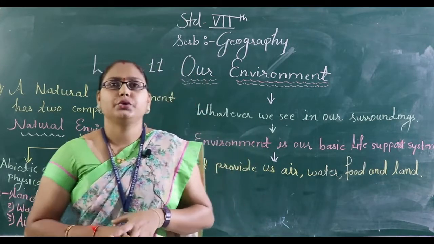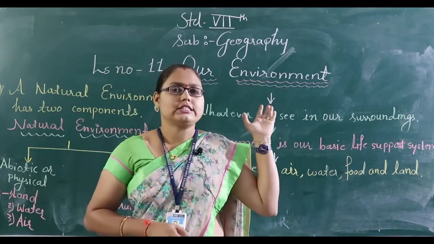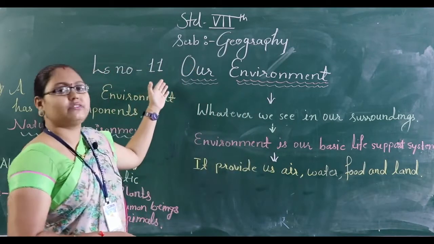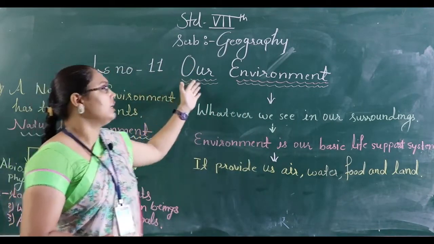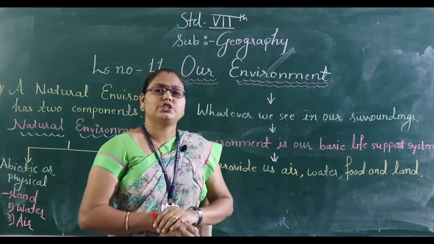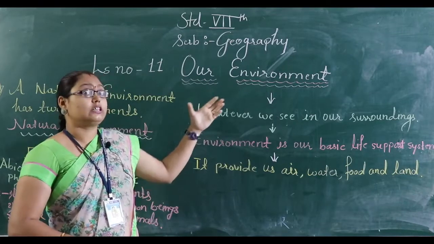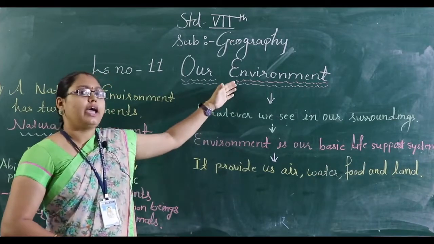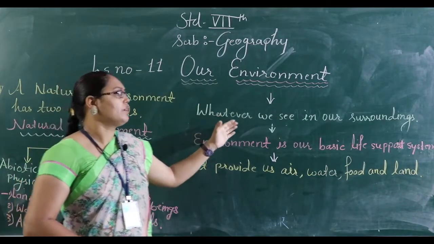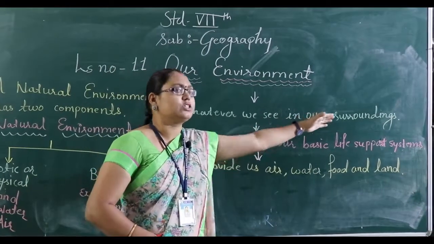Today we are going to learn a new chapter of 7th class geography. Today our lesson name is our environment. So first of all we learn what is an environment. What is the term environment? Environment means whatever we see in our surroundings.